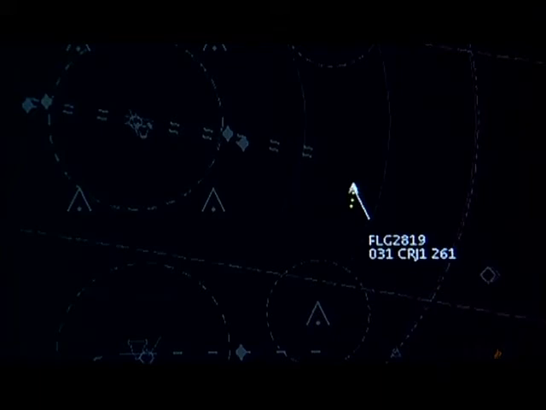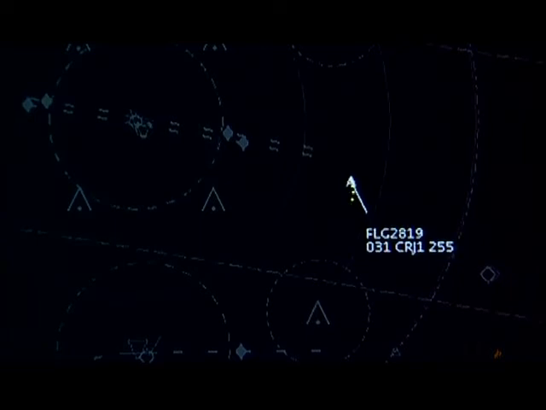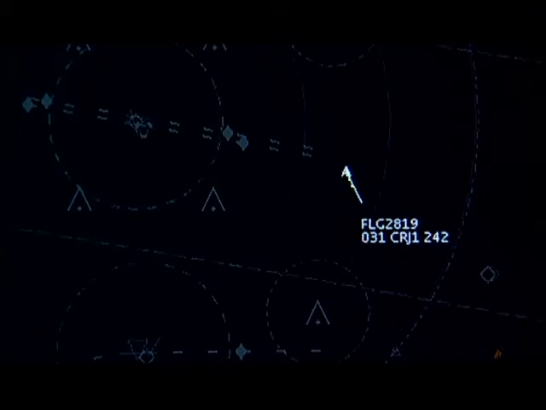Here's an example. Flagship 2819, 8 miles from Woody, turn left heading 310, maintain 3,100 until established on the localizer, cleared ILS runway 28 right approach, maintain 220 knots until Woody. Left heading 310, 3,100 until established on the localizer, cleared ILS runway 28 right approach, maintaining 220 knots until Woody, Flagship 2819.